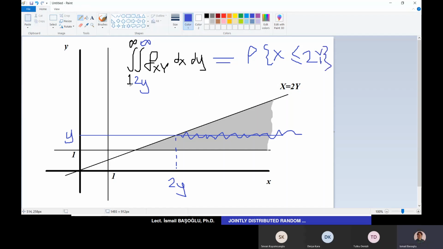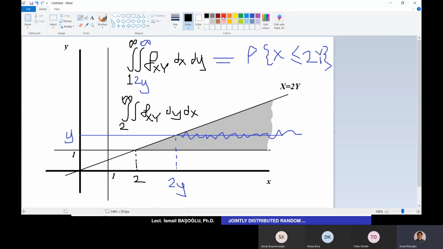Now, how about if you do the other way around? Let me go back to black again. Let's say you are integrating the joint PDF f of x, y, and the inner integral operator belongs to y and the outer integral operator belongs to x. Now, in that shaded region, the least possible value that x can take is 2. Be careful, not 1. The least possible value that x can take is 2, and the maximum possible value is infinity.